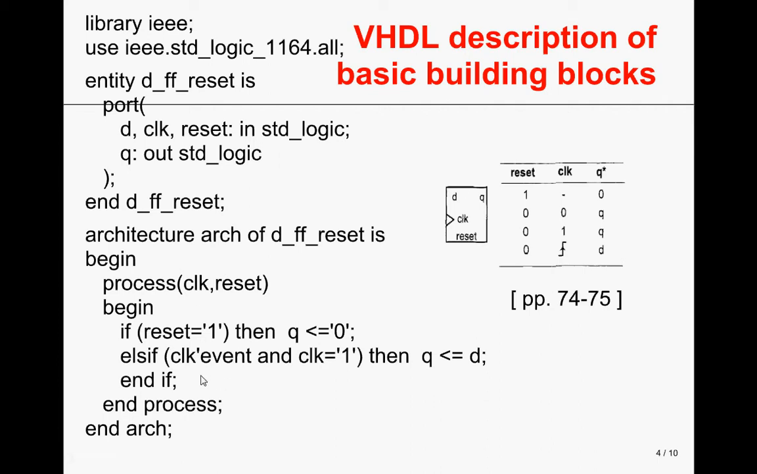And what the process does is that it checks if the reset input is 1, in which case Q will take the value of 0. Else, if there has been an event in the clock and the clock signal is actually 1, which corresponds to a rising edge, then Q takes the value of D. That is to say, the output takes the value of the input. And end if, end process, end architecture. So this is the VHDL description for a D-type flip-flop with asynchronous reset.